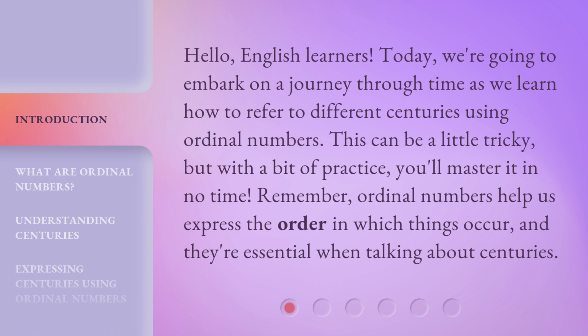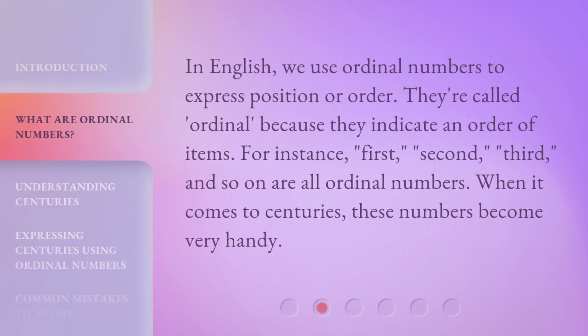Remember, ordinal numbers help us express the order in which things occur, and they're essential when talking about centuries. In English, we use ordinal numbers to express position or order. They're called ordinal because they indicate an order of items. For instance, first, second, third, and so on, are all ordinal numbers. When it comes to centuries, these numbers become very handy.